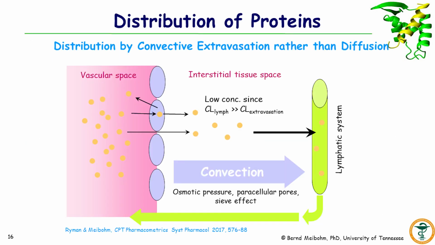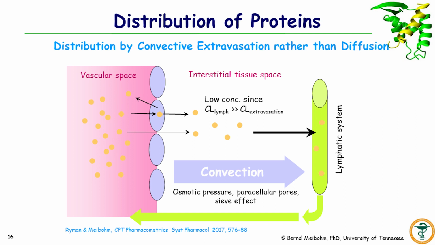In contrast to small molecule drugs, therapeutic proteins are largely distributed in the body by convective extravasation rather than diffusion. Convective extravasation entails following the fluid flux from the vascular space into the interstitial space, and then its drainage through the lymphatic system. So there's a constant flow of fluid from the vascular to the interstitial space and then into the lymphatic system, where it's then drained and ultimately reaches the venous bloodstream.